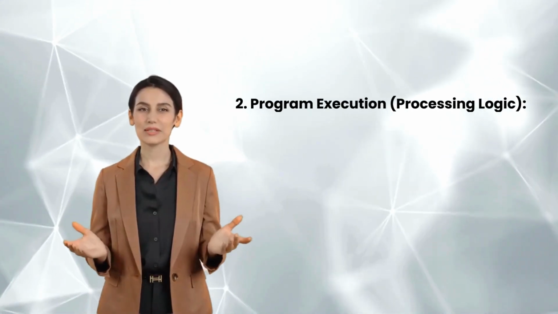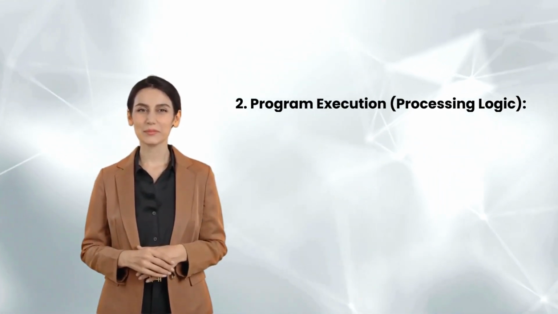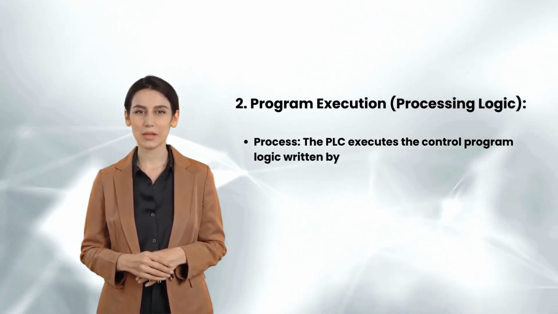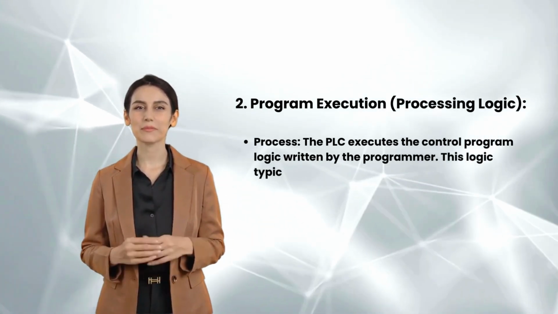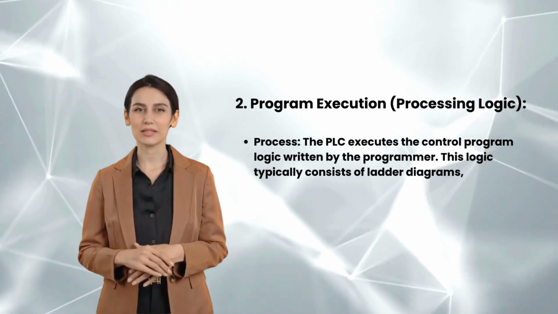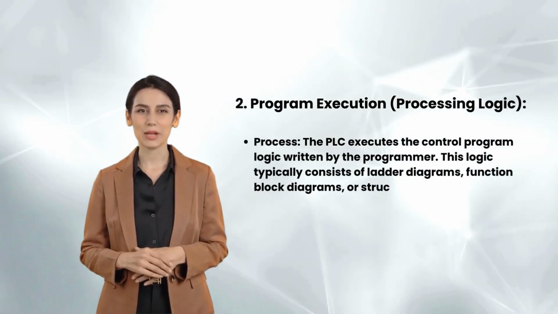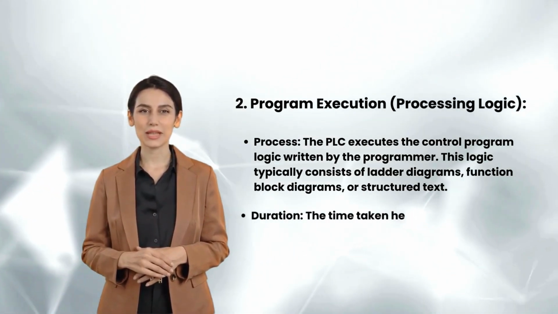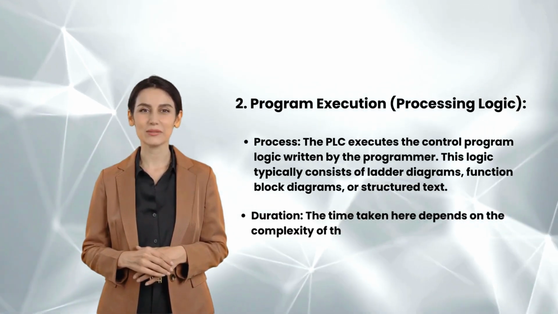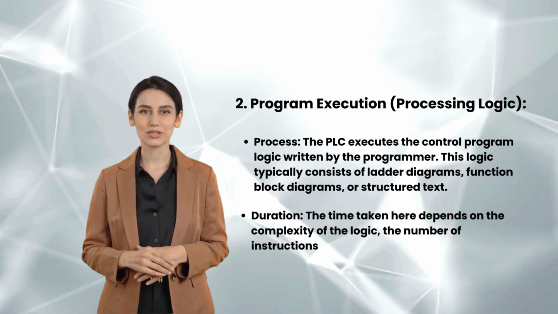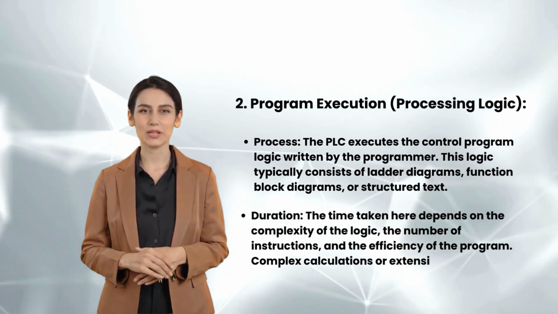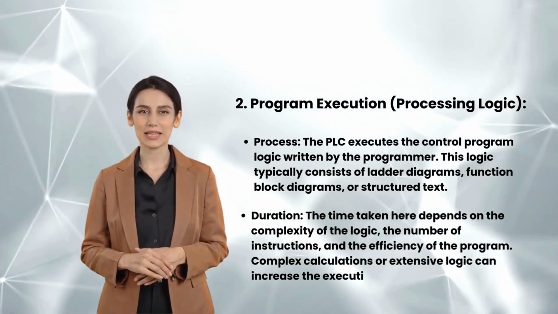2. Program execution, processing logic. Process. The PLC executes the control program logic written by the programmer. This logic typically consists of ladder diagrams, function block diagrams, or structured text. Duration. The time taken here depends on the complexity of the logic, the number of instructions, and the efficiency of the program. Complex calculations or extensive logic can increase the execution time.